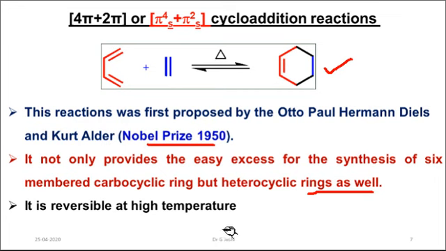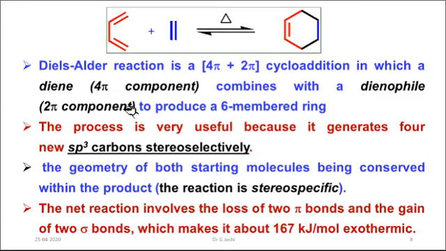It is a reversible process at high temperature. The Diels-Alder reaction, that is 4 pi plus 2 pi cycloaddition, in which this 4 pi system is known as diene and this system is known as dienophile. It means it is donor and this is considered as acceptor.